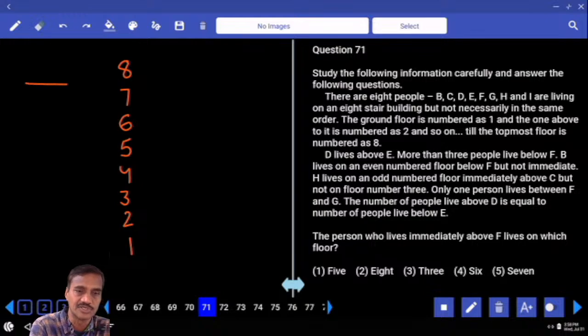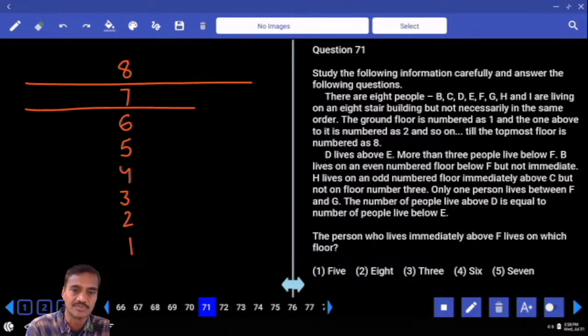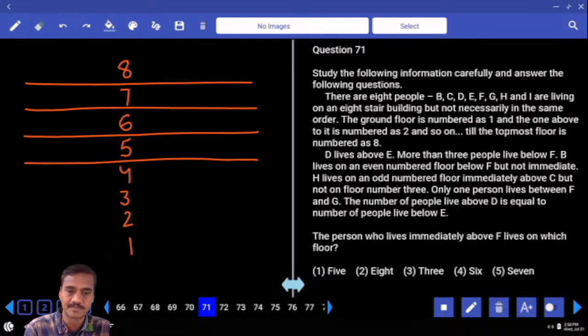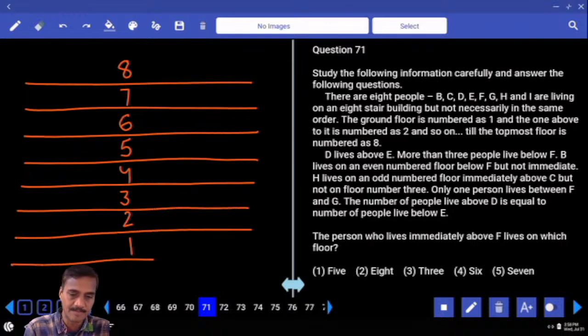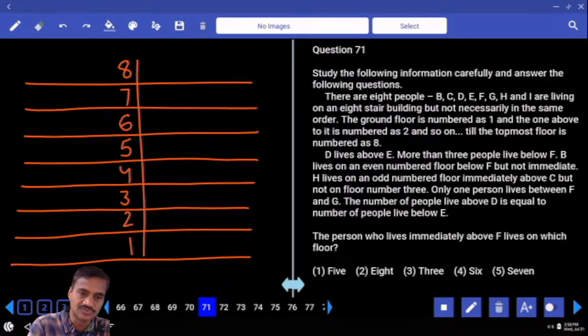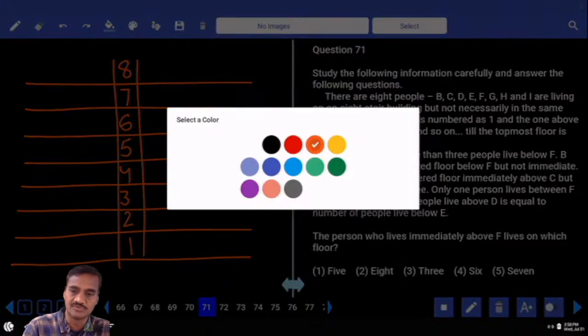8 persons are staying on these 8 different floors. Then coming to condition number 1. Now in this condition number 1, for 3, 2 and 1. Then according to this one, condition number 1, what is the information we have?